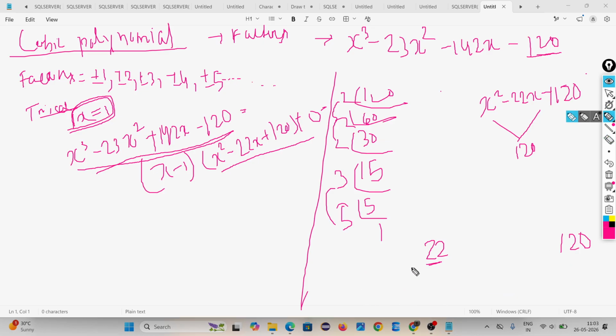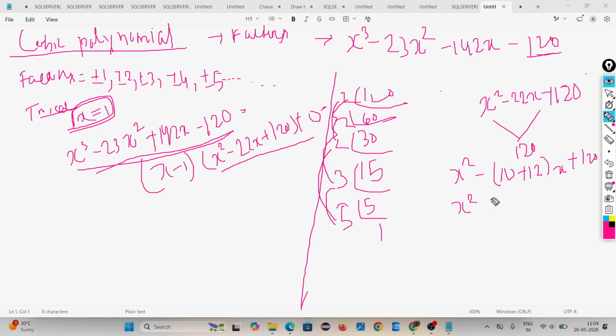Just wait. 10 plus 12. Check. 10 means 5 into 2, and 12 means 3 into 2 into 2. So check 10 plus 12. Yes, it is working. You have to be careful when you are rearranging the numbers. Okay, we got the numbers. x square minus 10x minus 12x plus 120.